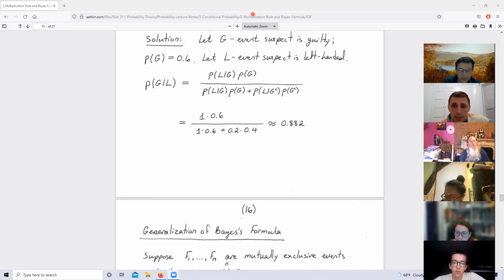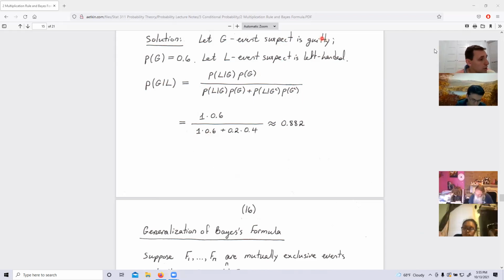Yes, okay, let me explain how I reversed the formula. It's just what we did before, so it's like this. Here is how it's very important. So what we have is the probability of guilty given left-handed is the same as the probability of guilty and left-handed divided by the probability of left-handed. Yes, that's what it means.